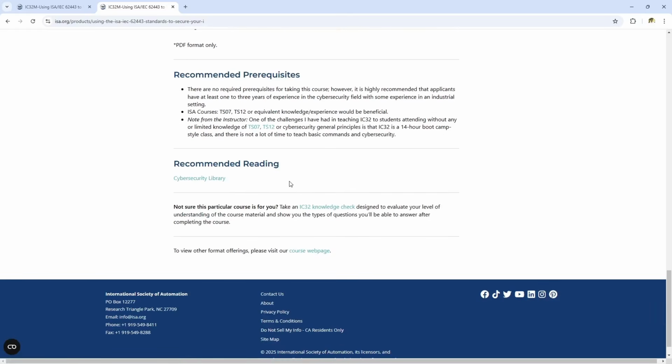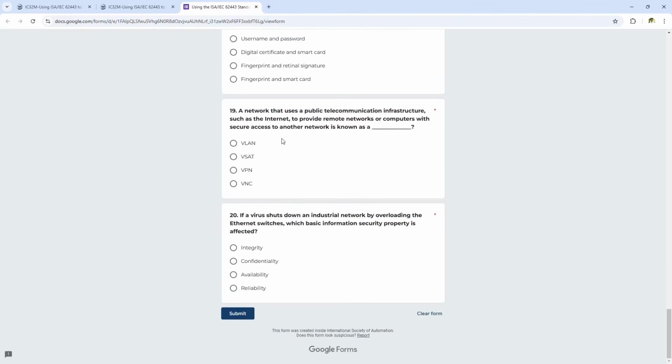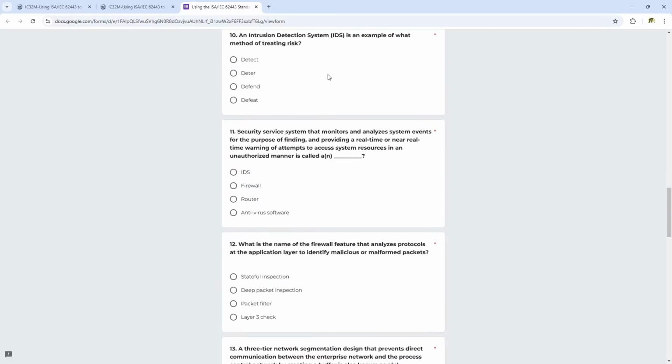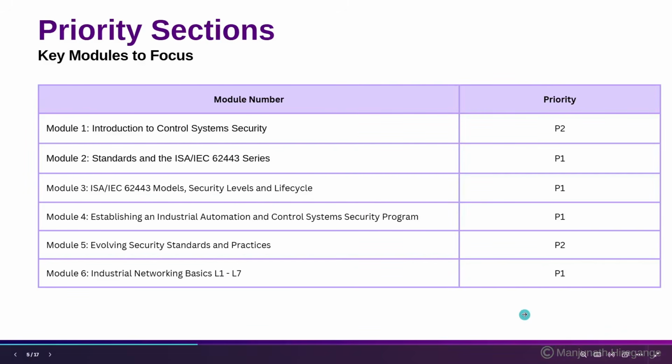I was talking about the IC32 knowledge check. Click on this link. It will take you to the form, and you can see the number of questions. You can submit all the questions. I'll run through some of these questions. Also, I have created my own questions based on my experience. So let's straight away get into that. Before moving to the questions, one more important thing, so that you will have a better understanding of the key modules to focus on.